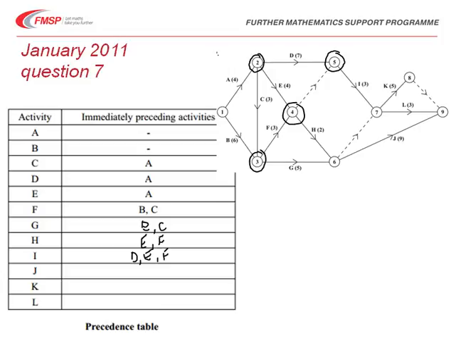For J, that comes from event 6, so going into that are H and G, so G, H. And for K, this is from event 7, so we've got I coming directly into 7, so that precedes K, but also we've got a dummy going down to 6, so here we've got G, H and I. And similarly for L, there is G, H and I.